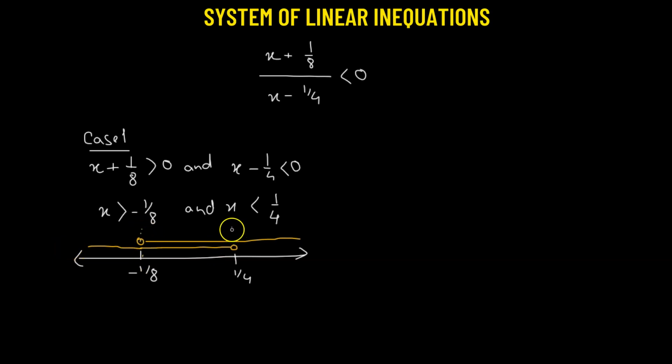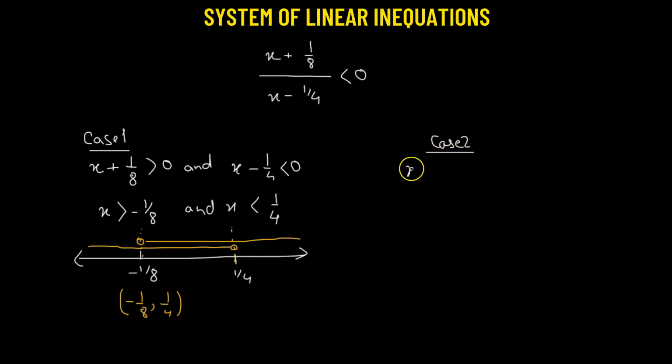So this is going to be the common region which satisfies both inequalities. Here we have −1/8 going all the way up to 1/4, and this is going to be an open interval because the endpoints are not part of the solution. So this is what we obtained from case number 1. Now let's look at case number 2.